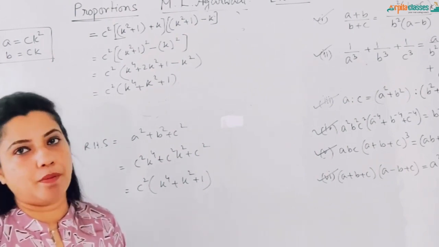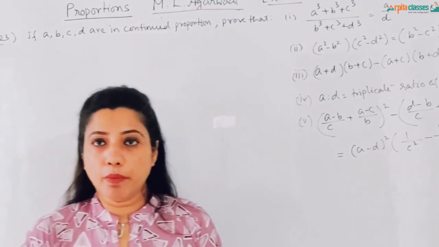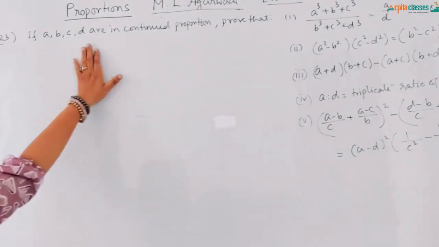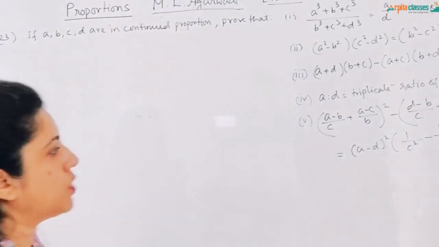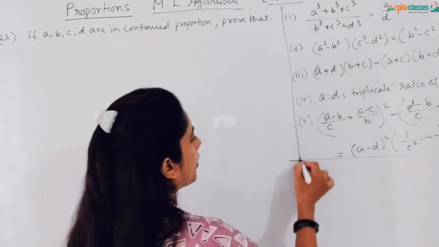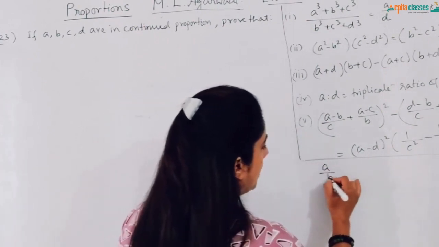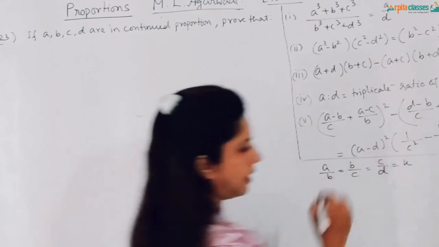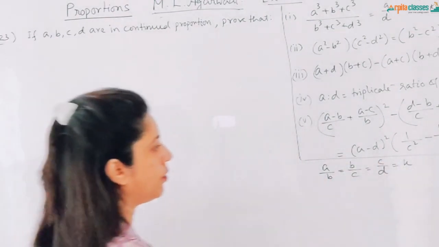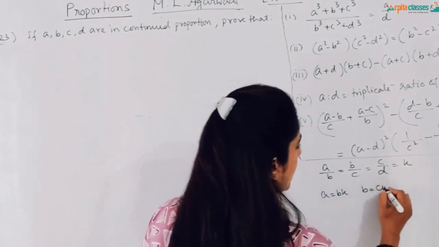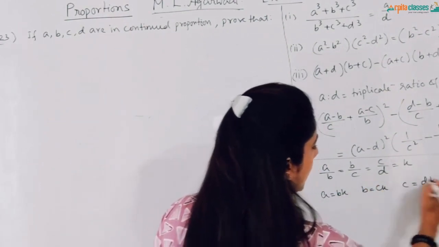Let's get started. So question number 23 is in front of you. The first is given that a, b, c, d are in continuous proportion. So I'm just doing it here because this has to be there throughout. So a upon b is equal to b upon c is equal to c upon d is equal to k, because a, b, c, d are in continuous proportion. So a is equal to bk, b is equal to ck, c is equal to dk.